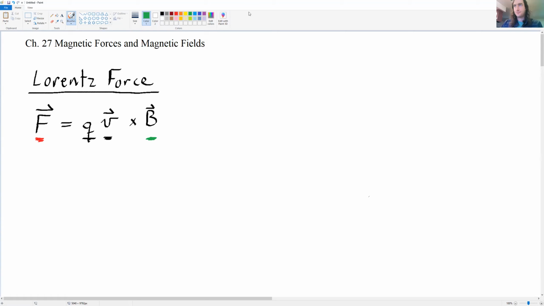So let's take a look at a picture here. I'll go ahead and color code everything kind of as I've color coded it here. So if I have a charged particle, we'll take a positive charge. If it's a negative charge, then you plug in minus q and you get a vector in the opposite direction. Suppose this charge is moving in this direction, like so. And suppose we have now a magnetic field, which is going into the page or into the board here.